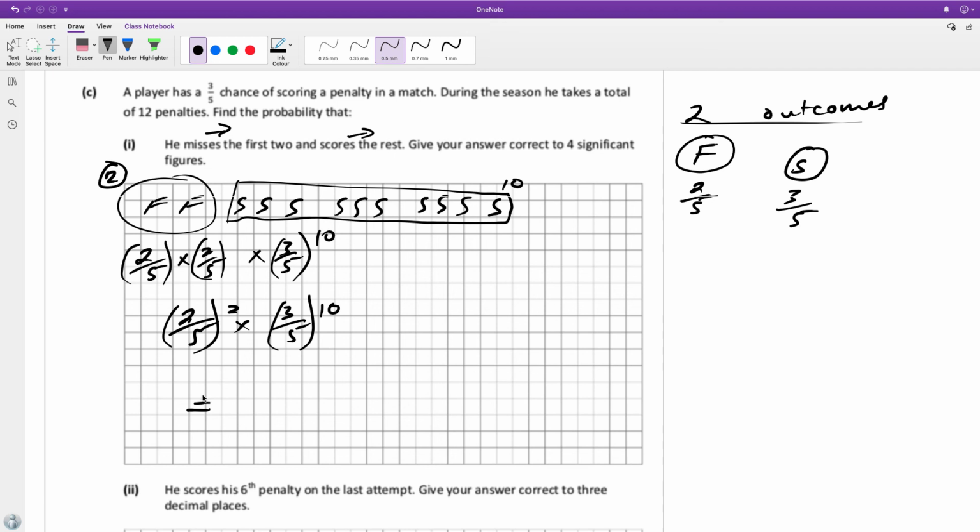What are we getting? 9.6745 multiplied by 10 to the power negative 4. Give it in decimal form, 0.00096754. Is that right? 1, 2, 3, 4. It is correct.